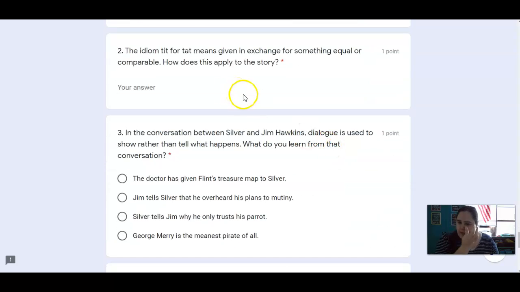So go back to page 72 in the second paragraph and tell me, what does the phrase suggest? Number 2, we're looking at an idiom. So the text says tit for tat. That means something is given in exchange for something equal or comparable. How does this apply to the story? So what happens in the story where two people are exchanging something that is equal?